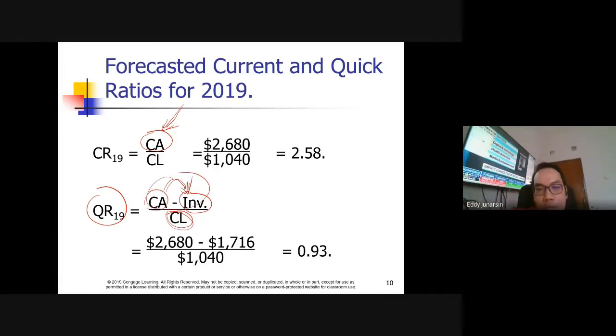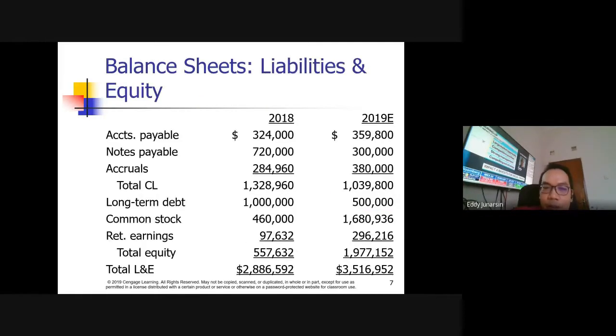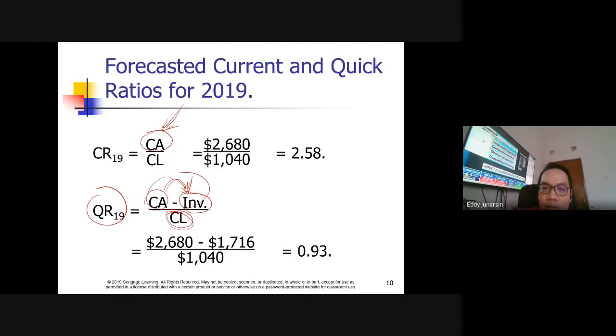So we recalculate. The current assets are 2.6, and we take out inventories. In this example, only inventories are taken out from the current assets before we divide by current liabilities. And we find 0.93 times. Again, this has a similar style of interpretation: for every $1 of current liabilities that we have to pay, we have 93 cents of current assets, with inventories taken out. The higher the number, the more liquid a firm is. But more liquid doesn't always mean better, so be careful in its interpretation.